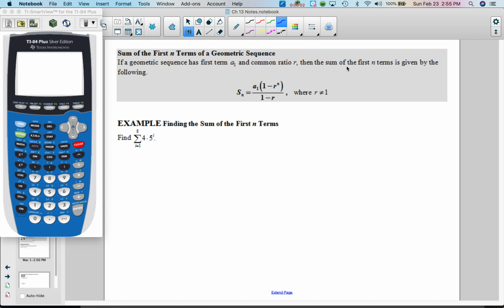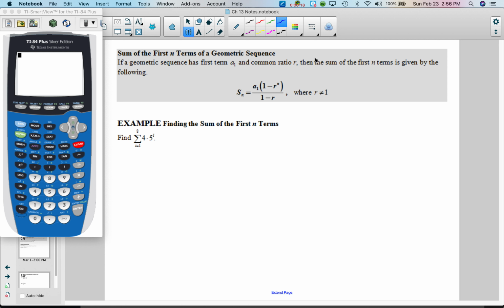Geometric series, which means we're going to be adding the terms of a geometric sequence. So if a geometric sequence has first term a sub 1 and a common ratio of r, then the sum of the first n terms is given by the following. And so here we have this formula.